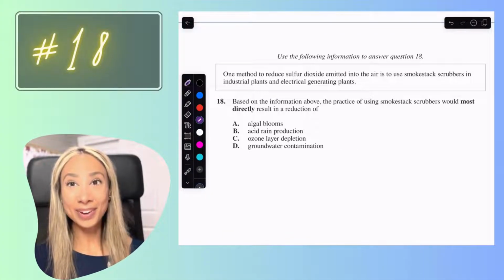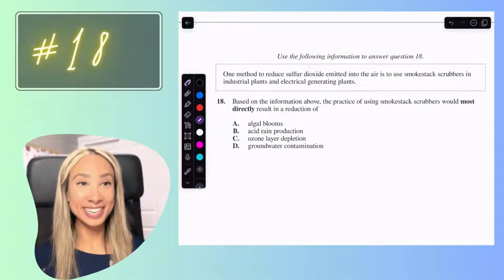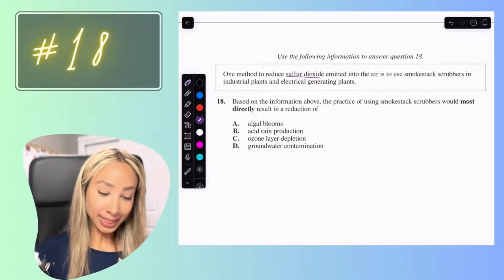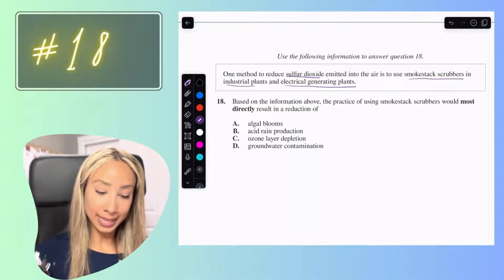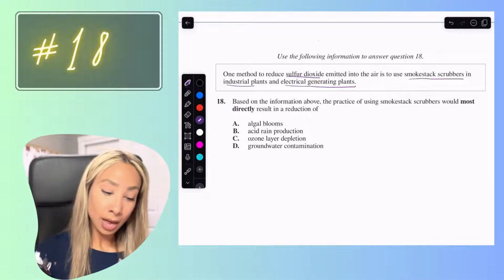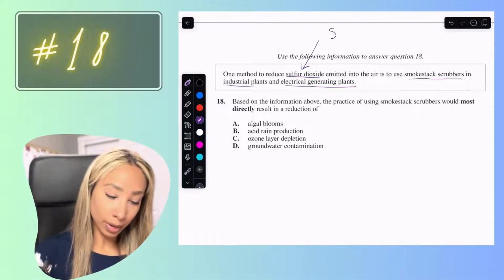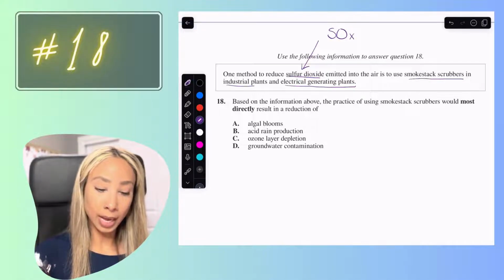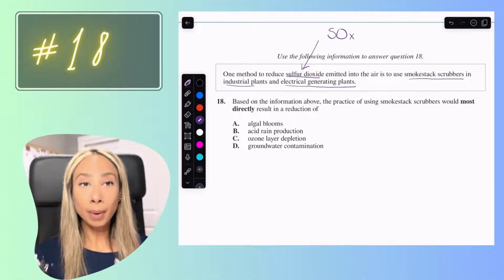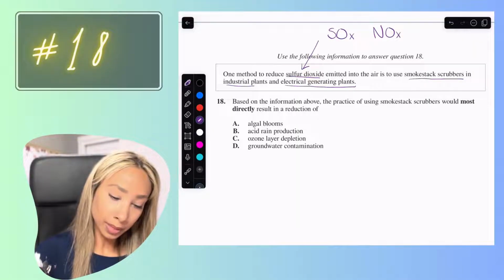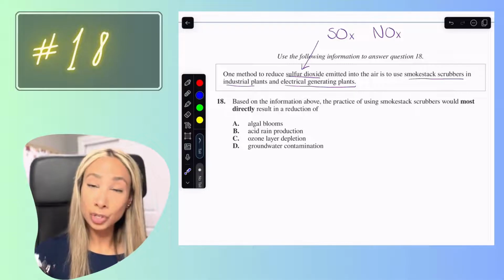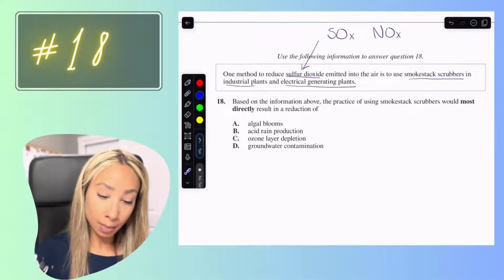All right, last one for this practice PAT, number 18. One method used to reduce sulfur dioxide emitted into the air is to use smokestack scrubbers in industrial plants and electrical generating plants. So if we're not sure about this, what it is sulfur dioxide, or what they call in the chemical world SOx, combined with, and they didn't put it in this question, but just so you know, combined with NOx, which is nitrogen and oxygen.